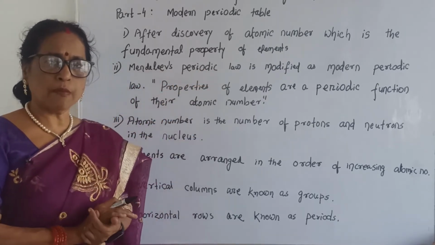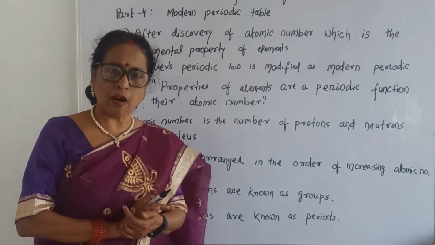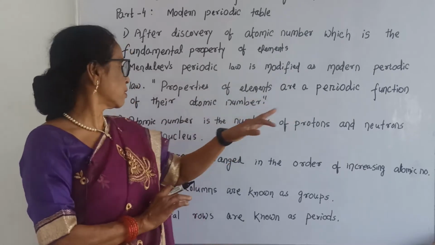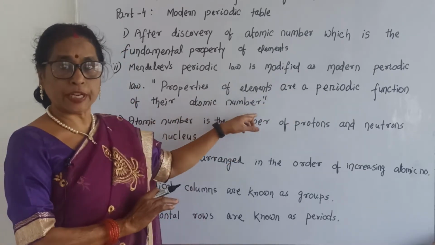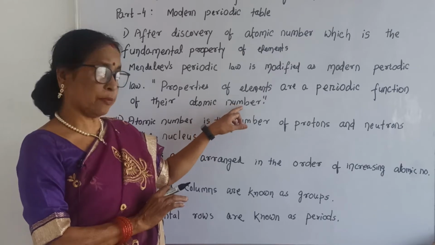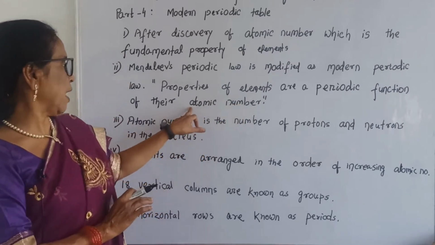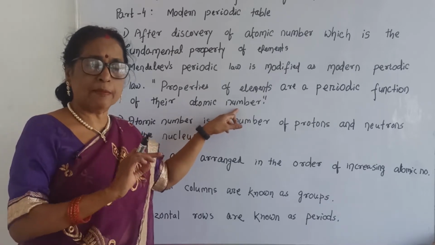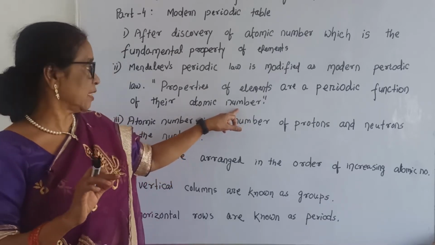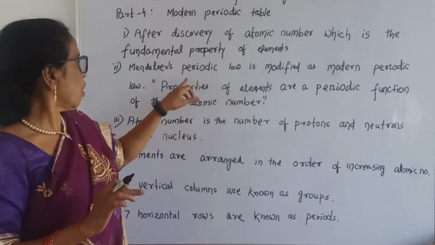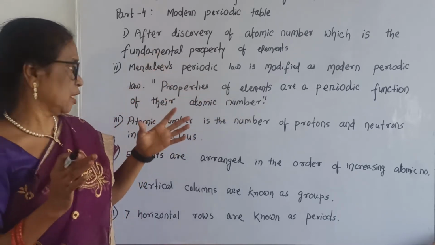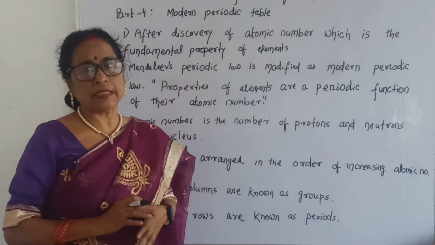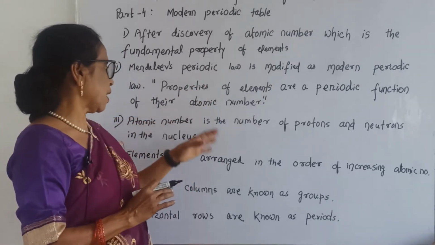What is the old form of the periodic law? That is, properties of elements are a periodic function of their atomic weight. Instead of atomic weight, here it is known as atomic number. Here it is basing on atomic number. Here the elements are arranged in increasing order of atomic number. So what is the new or modern form of the periodic law? That is, properties of elements are a periodic function of their atomic number.